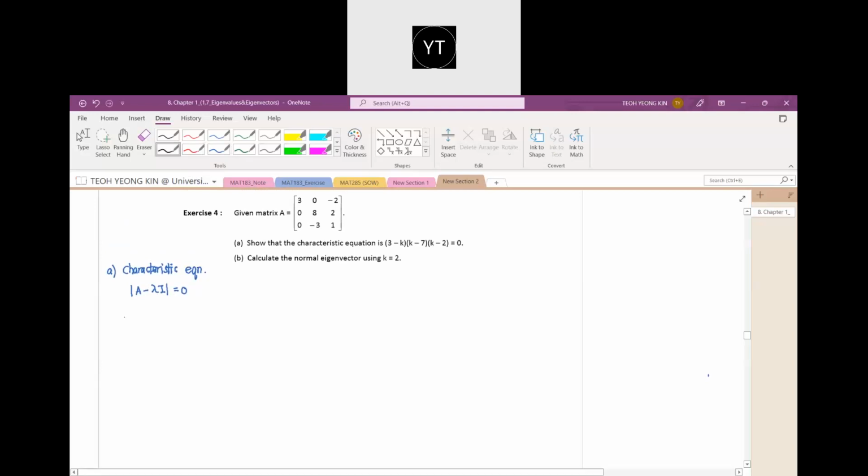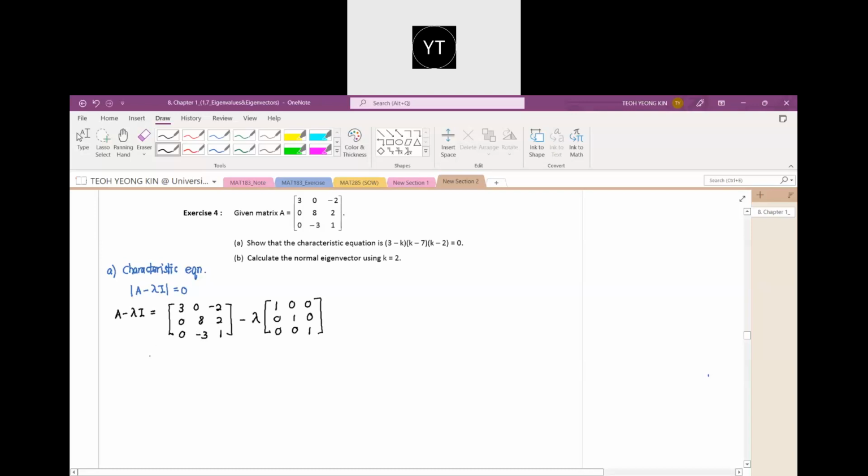So first, we try to find what is A minus lambda I before we try to find the determinant. Where A is given, so the matrix is given. A is given as 3, 0, negative 2, 0, 8, positive 2, 0, negative 3, and 1. So this is given minus lambda I, our identity matrix 1, 0, 0, 0, 1, 0, 0, 0, 1.